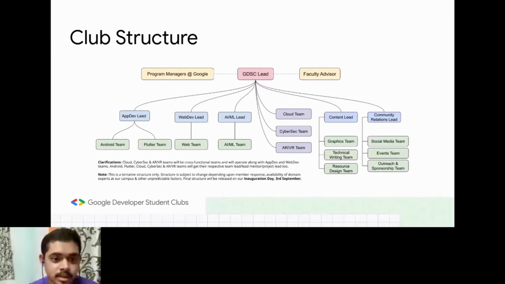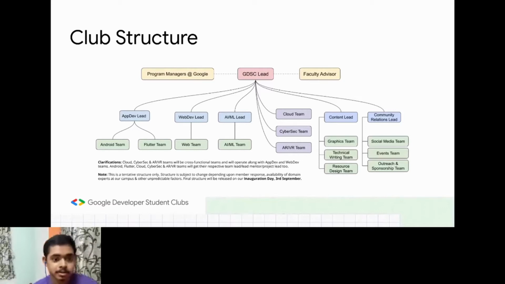Under the GDSC lead, there will be several other leads and several other teams like app dev team, web dev team, AIML team, cloud team, cybersec team, AR team. These are all technical teams, and there are a few non-technical teams also, like content team and community relations team. Under the app development team, there will be an app development lead, and there are two ways you can build apps: an Android way and a Flutter way. We'll discuss both technologies further down the line, but for now this is the formation.